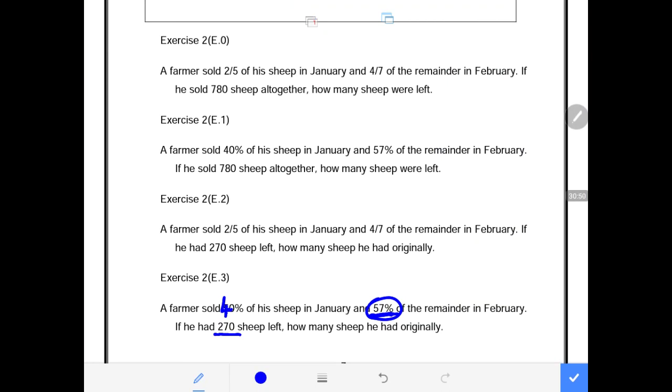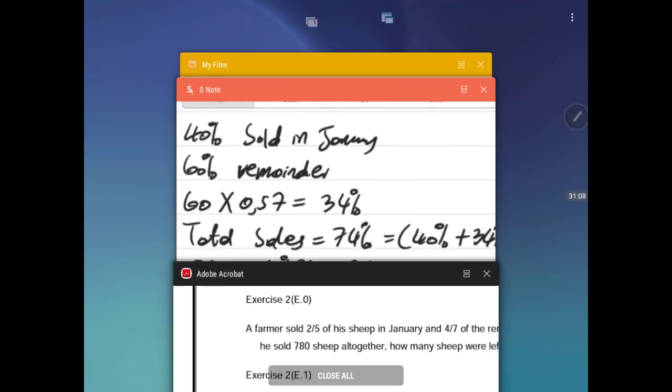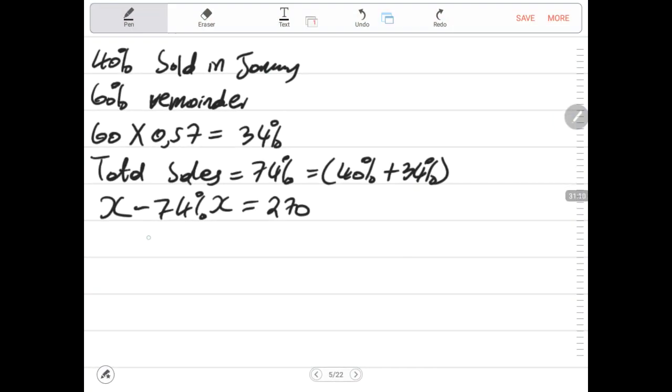Remember, if he had 270 sheep left, you need to listen to the question. In this case, they said left, whereas here they said he sold altogether. These were the total sales, so our equation had to accommodate our total sales. So we don't know the percentage of the sheep that were sold, but we know the percentage will be out of 100%. Now in this case, we use this approach.